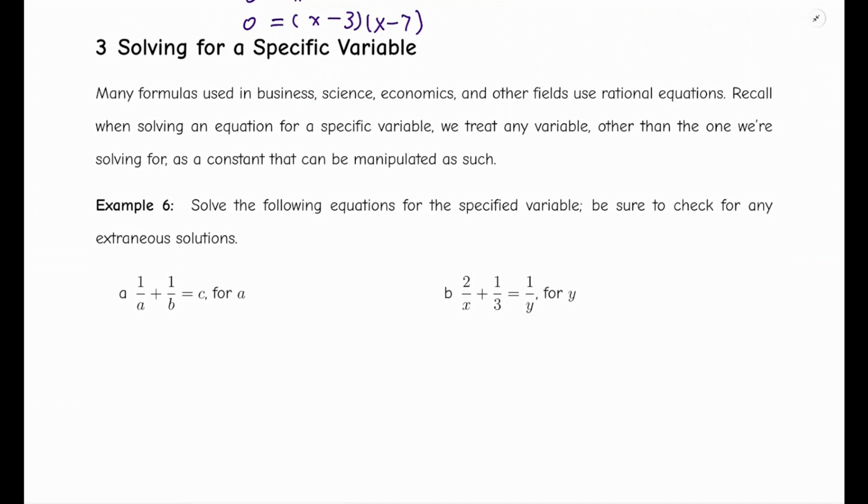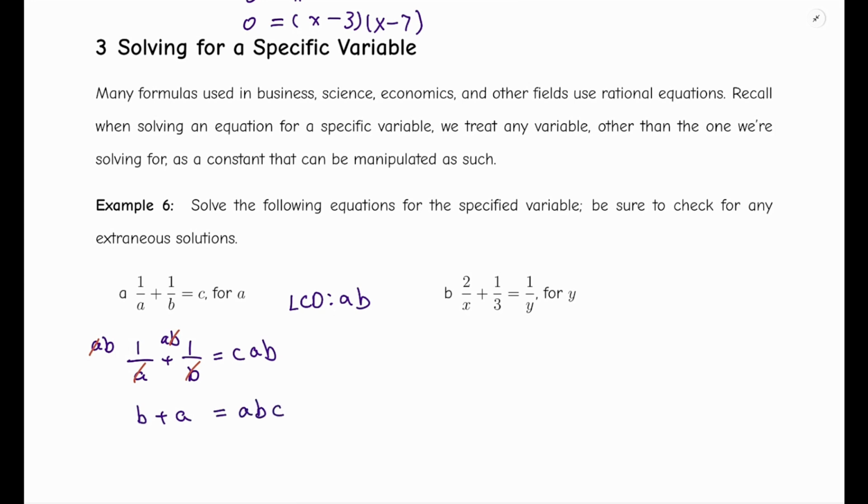So we have 1 over a plus 1 over b equals c, and we're solving it for a. To solve for a, the first thing I'm going to do is get rid of the fractions. So the LCD here is ab. So multiply both sides by ab. So the a cancels out there, the b cancels out there, and we're left with b plus a equals abc.